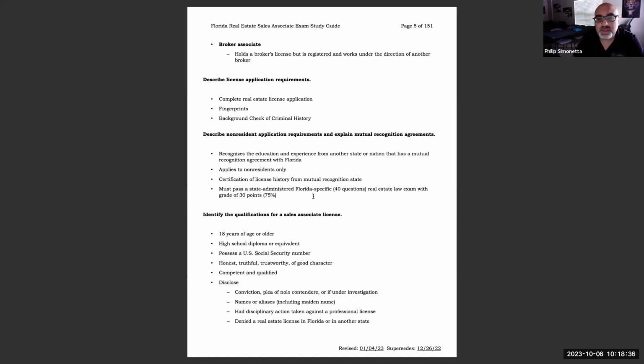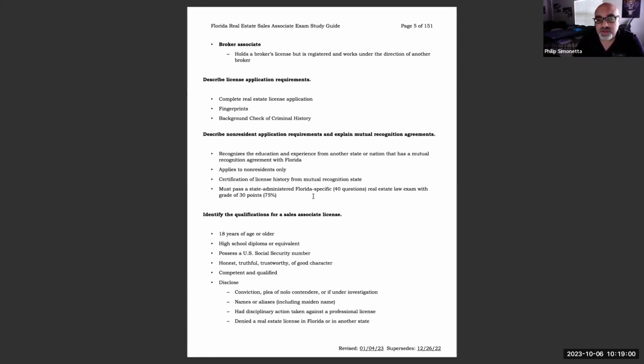Now let's describe license application requirements. Okay, you must complete a real estate application. You must have your fingerprints done. You must have your background checked with the FBI and the FDLE. Okay. Now also, you have to be 18 years of age and of good ethics and morals, right?